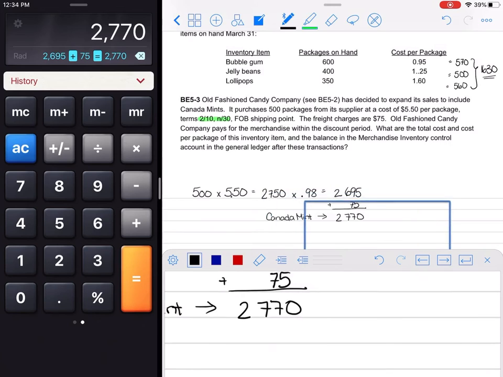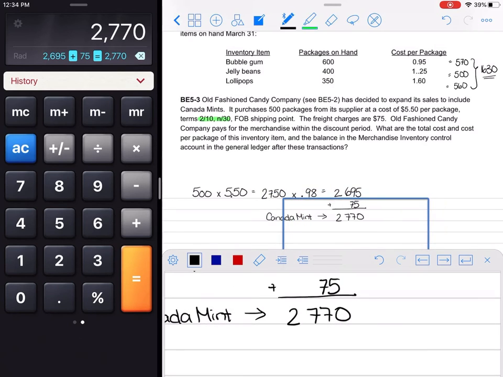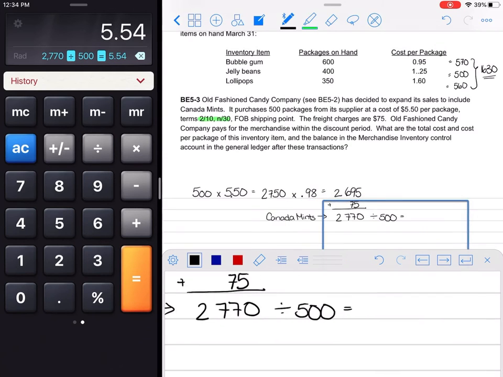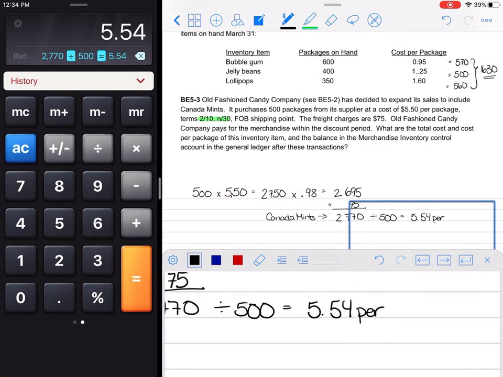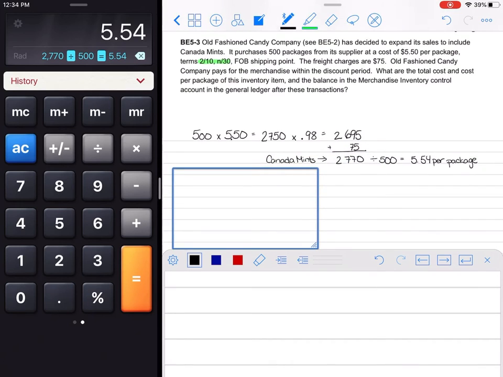Overall, it did ask us to figure out the per package cost. So for the per package, we would take that Canada Mints value and divide it by the number of units that we had, which was 500 units. That gives us a cost per unit of $5.54. That's our per package cost.